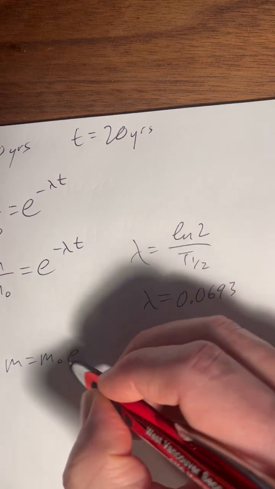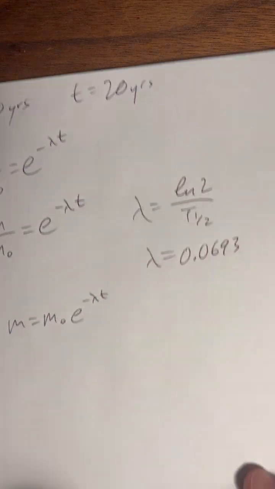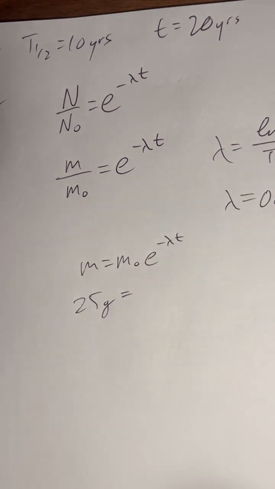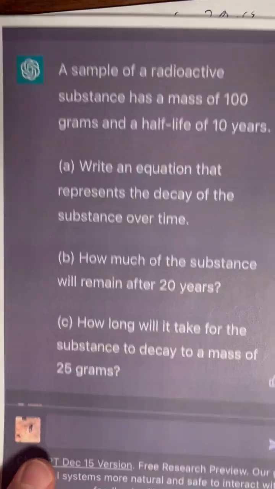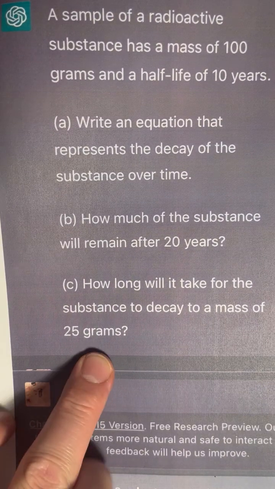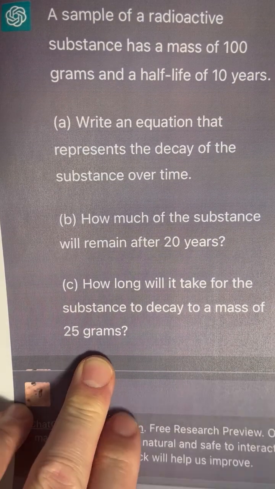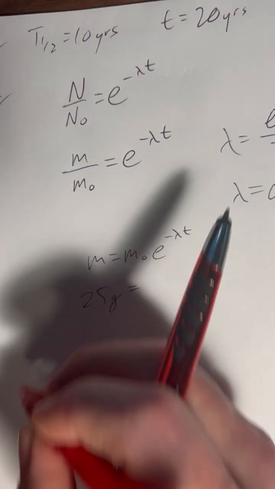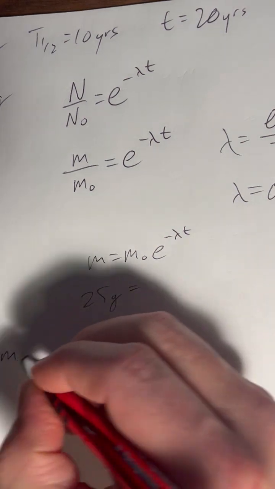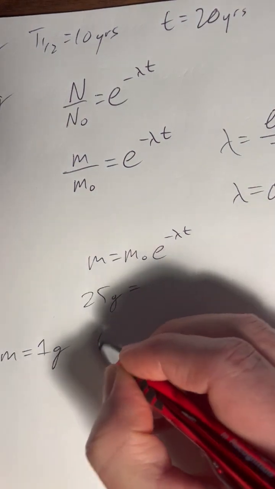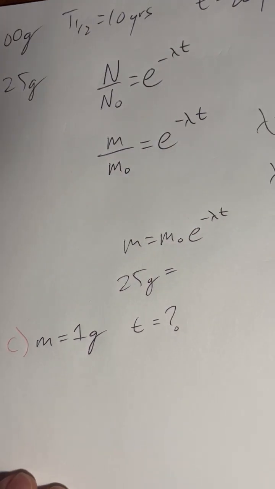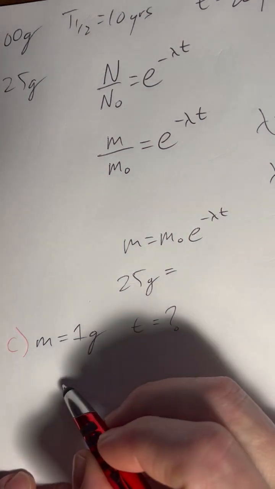So if you put everything into that formula, you're going to have 25 grams. Now, the chatbot didn't come up with such a great question for us, because now it's going to ask how long it will take for us to decay to 25 grams. So I'm going to change that one. I'm going to say, how long will it take to get to a mass of 1 gram? So if you measure it later at 1 gram, how much time has gone by? See if you can figure that out. Pause that, and I'll do it here.